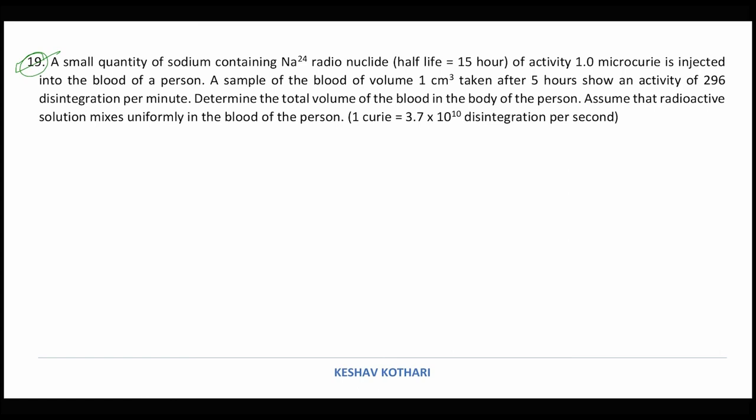So for this problem, we begin with the information that is given in the first part. The half-life is given to us as 15 hours. From here we can calculate the value of lambda, which is equal to 0.693 by t half. So we can write it as 0.693 by 15. We are putting the time in hours, so kindly keep it in mind.